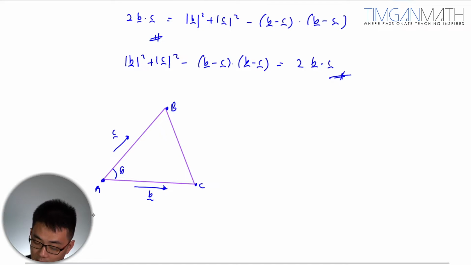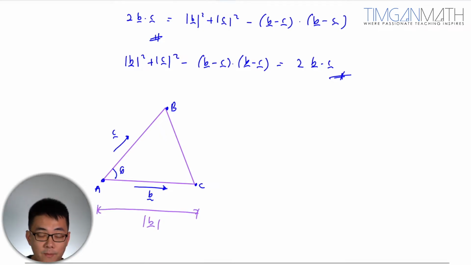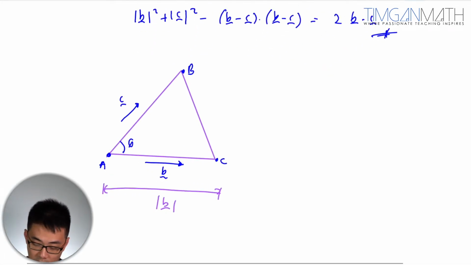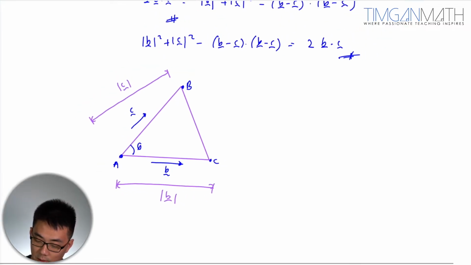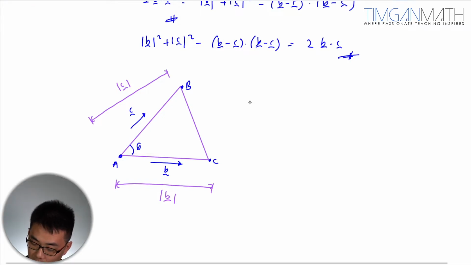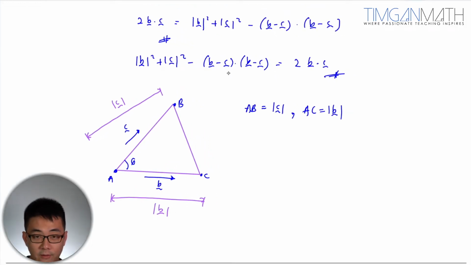So this length here of the triangle is obviously mod B, right? Because modulus B is just the length of the side, and this same thing here will just be mod C. Okay, so we just write it down. The length of AB is just mod C, and the length of AC is just mod B. Great. After which we have this weird stuff here.